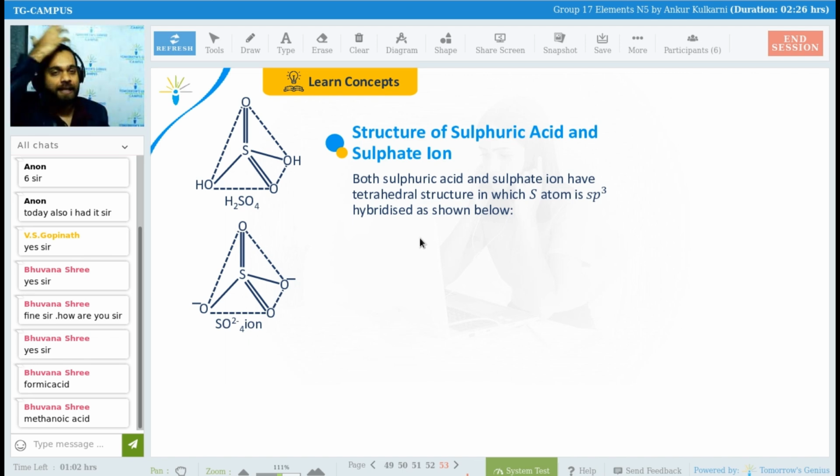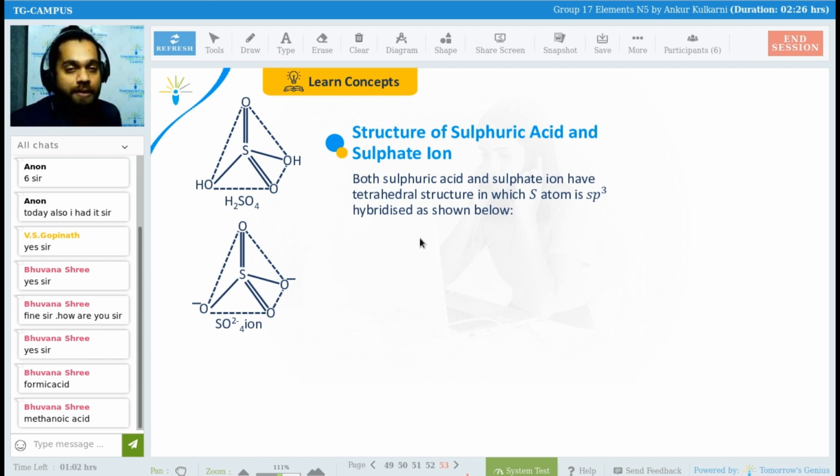Any reason? There has to be some reason, no? Why would it give H plus so easily? I agree. What is a strong acid? A strong acid is a substance that will give you H plus easily. Completely agree. But why H plus? Why will it give H plus so easily? There has to be some reason, isn't it?